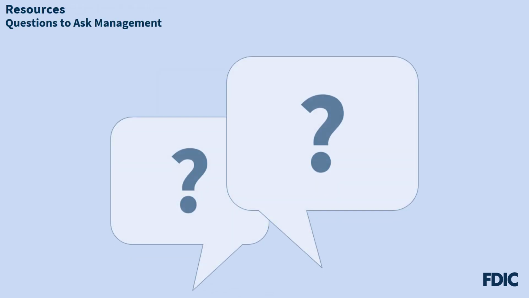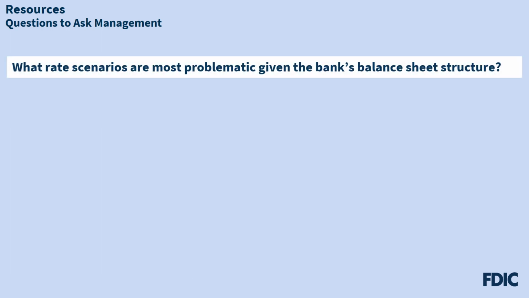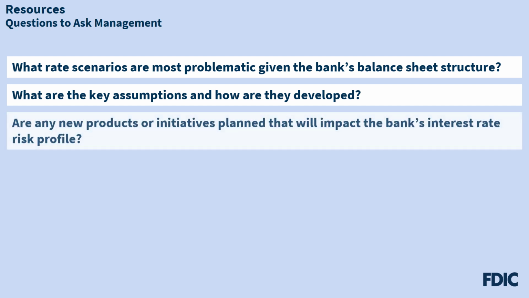This video has highlighted the overall interest rate risk management process and the board's responsibilities in this area. There are several questions board members can ask to better understand the bank's interest rate risk profile and process. They include: what rate scenarios are most problematic given the bank's balance sheet structure? What are the key assumptions and how are they developed? Are any new products or initiatives planned that will impact the bank's interest rate risk profile?